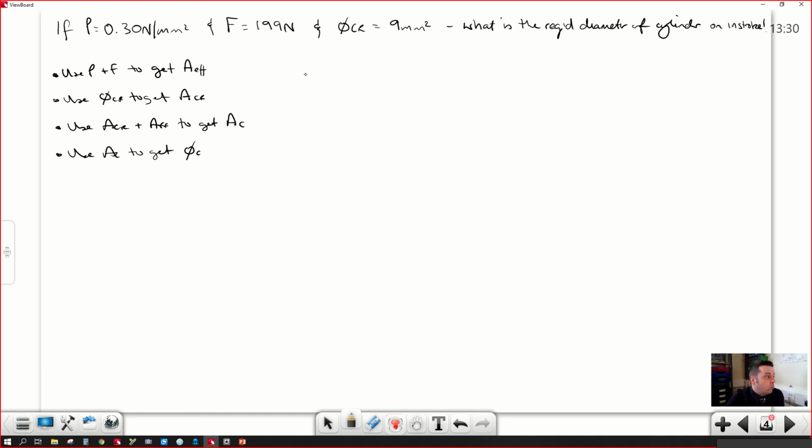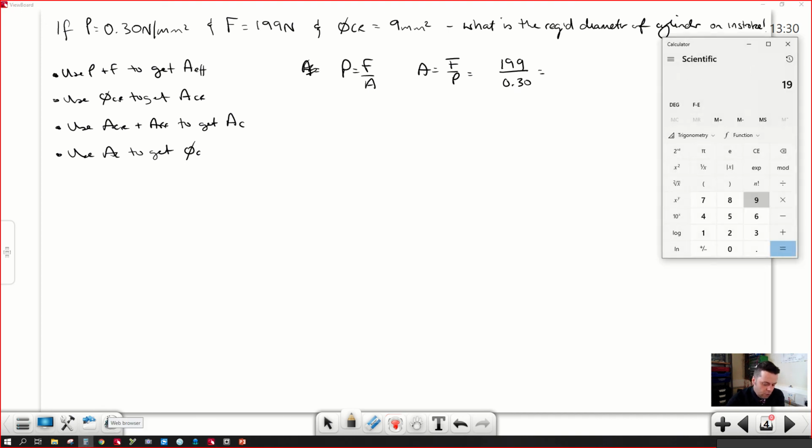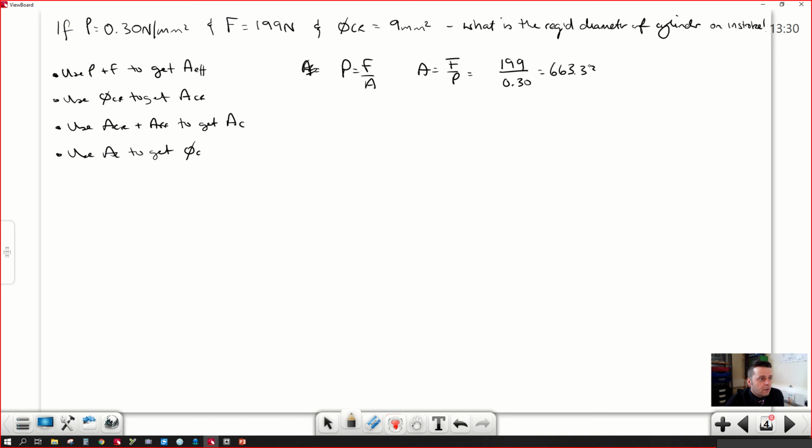So let's do step 1, use that pressure and force. So remember you'd start off with pressure equals force over area. And because it's in stroke, that means that's the effective area. So if we rearrange this, area equals force over pressure, effective area. So the effective area equals 199 divided by 0.3, which is 663.33, and so on. So that's your effective area.